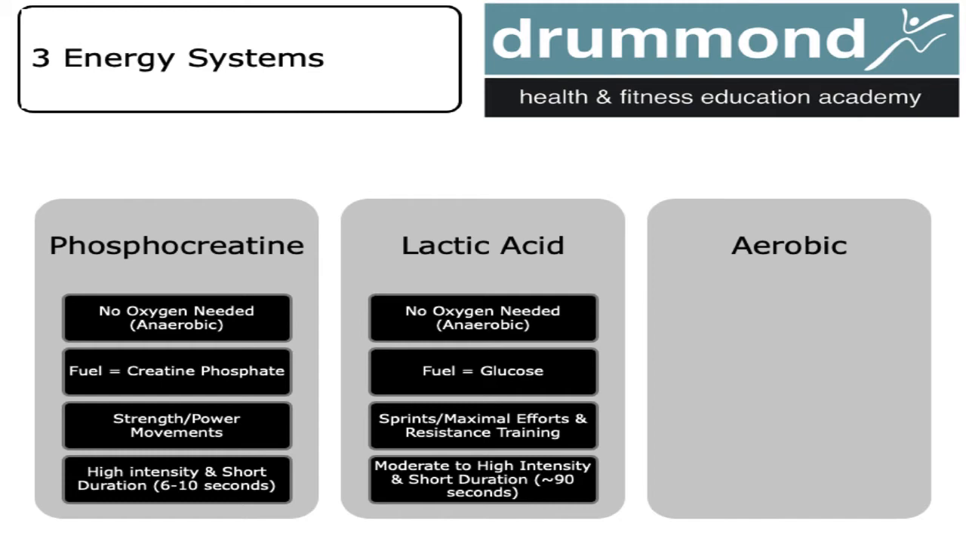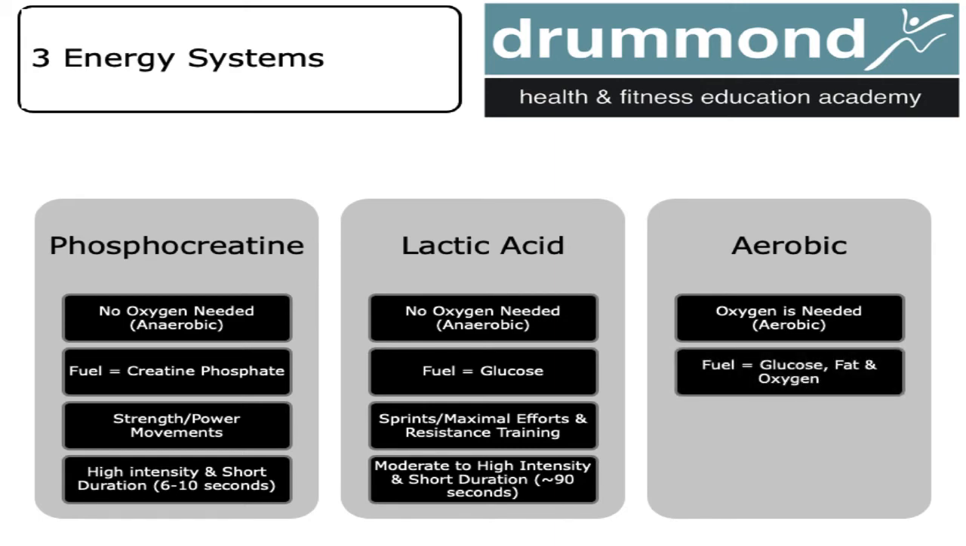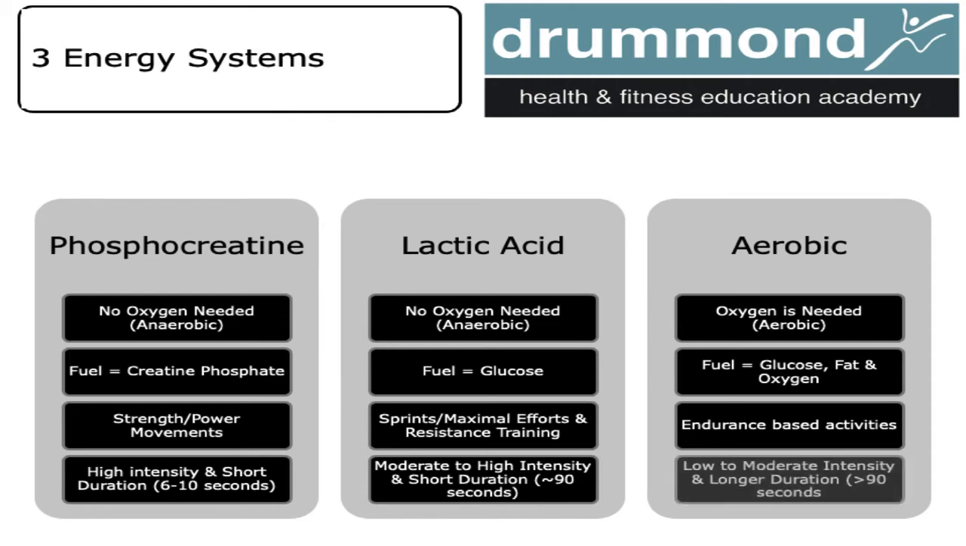The final energy system is known as the aerobic energy system. And there's no surprises that oxygen is needed, meaning that this energy system is aerobic. The aerobic system can be fueled by glucose, fat, and it also uses oxygen when creating ATP. This is predominantly going to be used during endurance-based activities. And low to moderate intensity exercises allow it to last a much longer duration when creating ATP, which is going to be greater than 90 seconds worth of exercise.